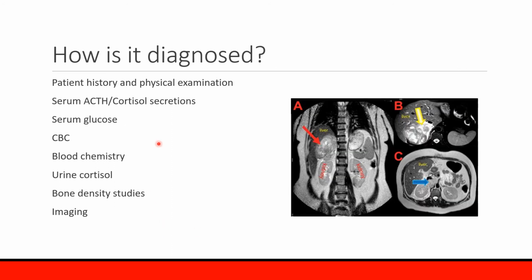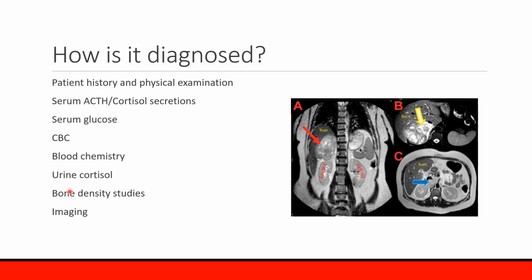How's it diagnosed? Again, patient history and physical examination, looking for any of those manifestations. Okay, serum adrenocorticotropic hormone and cortisol secretion. So this is mainly affecting cortisol, but can affect androgens and then aldosterone. Serum glucose, you're going to expect it to be elevated, indicating hyperglycemia. Complete blood count, you might expect leukocytes to be depressed, so leukopenia could be found. Blood chemistry, you're going to expect deviations in sodium and potassium. Urine cortisol levels, you're going to expect it to be higher.